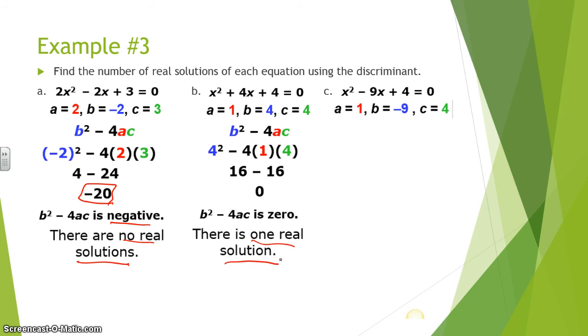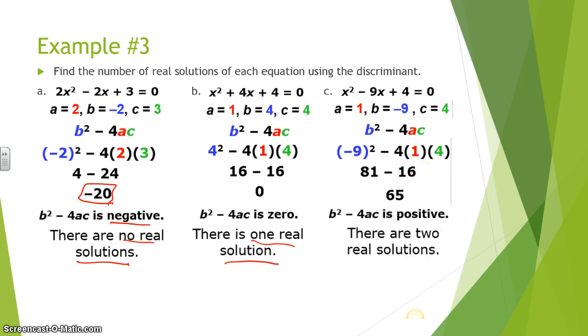For c, we have x squared minus 9x plus 4 equals 0. A value is 1, b is negative 9, c is 4. Using the equation b squared minus 4ac, we set this up and solve to get 65. 9 squared is 81, 4 times 1 times 4 is 16. 81 minus 16 is 65, so this is positive, which means there's going to be two real solutions, and that is what you do to solve the discriminant.